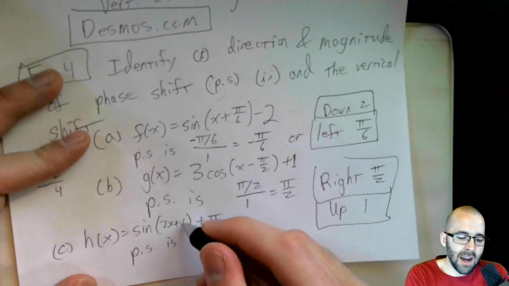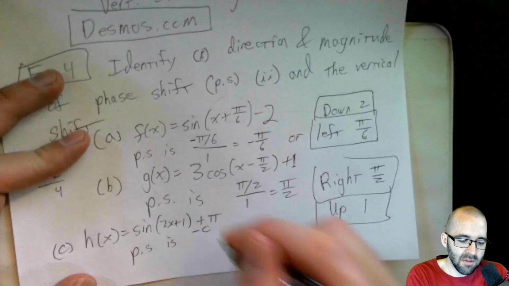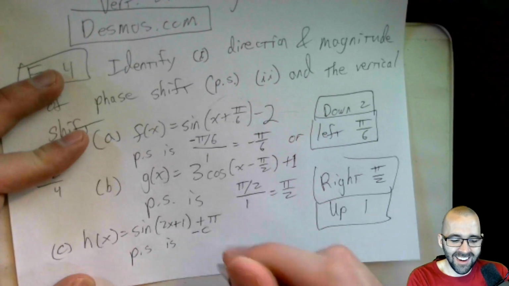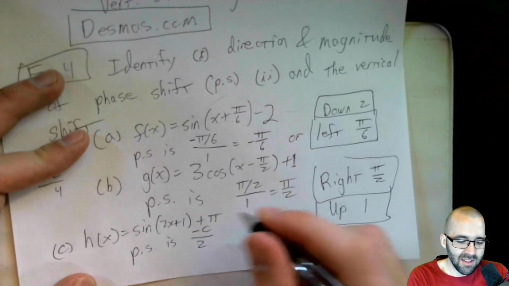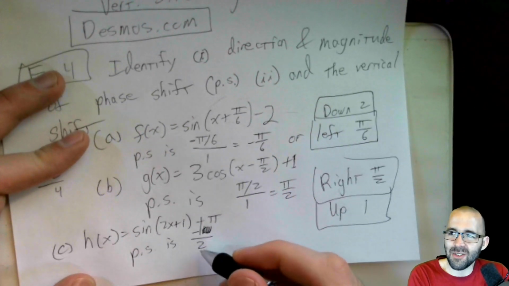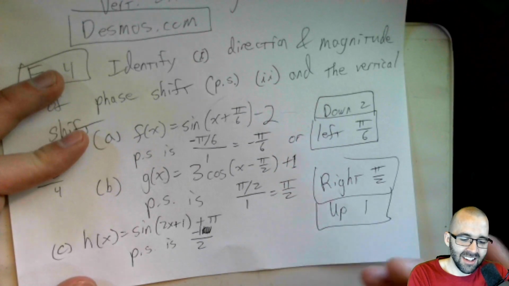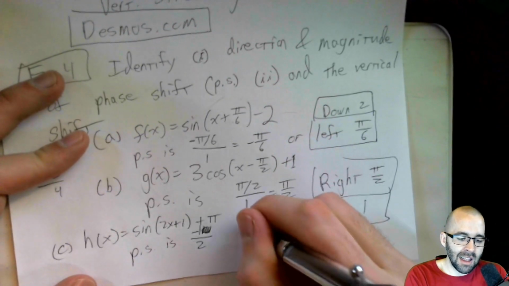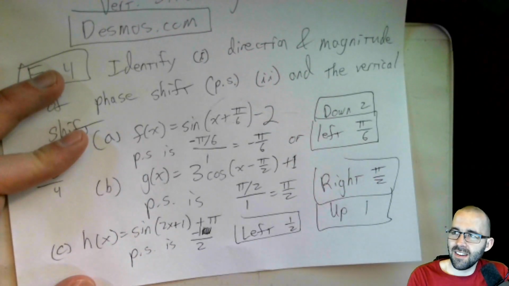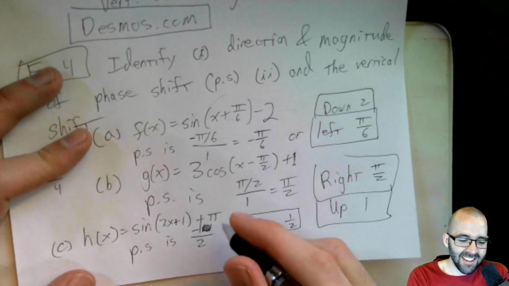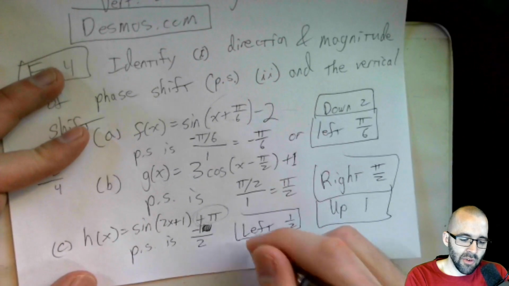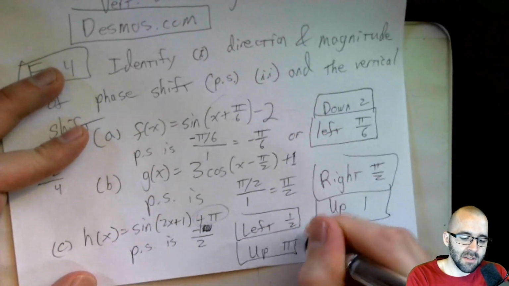So the phase shift is going to be opposite of C. Okay, so negative, well, technically it's just C, but it's going to be the opposite of what you see. All right, divided by B. I wrote C. I meant to write 1. C, there we go. It's negative 1/2. Okay, which means that it's going to be left 1/2. Okay, and again, the vertical shift is up whatever plus this is. So it's going to be up pi units.